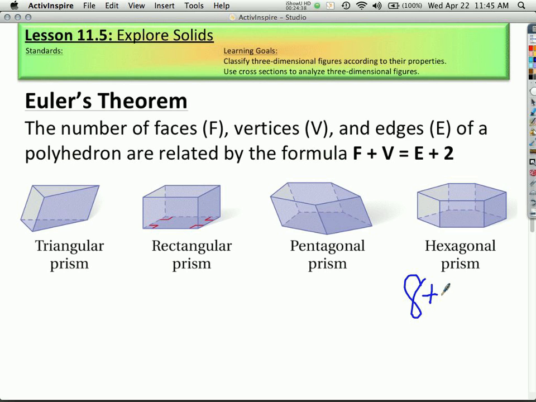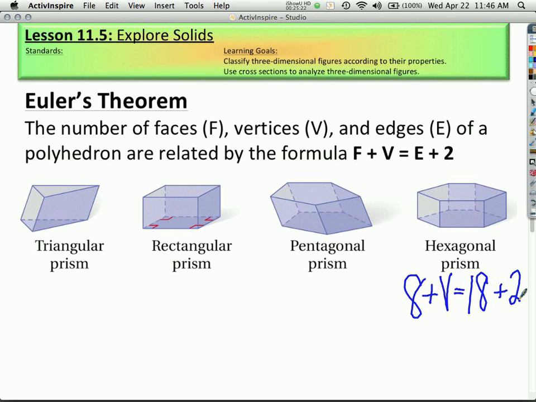Let's leave out the number of vertices. Let's just leave that as V. But that's going to equal the number of edges plus 2. Let's count the edges. Well, there's 1, 2, 3, 4, 5, 6. So there's 6 edges going around the bottom, which means there's going to be 6 edges going around the top. But then we also have 1, 2, 3, 4, 5, 6. How many edges altogether are there? How many edges altogether, Nathaniel? There are 18 edges. So there's 18 edges plus 2.